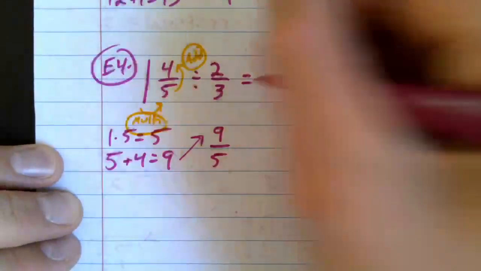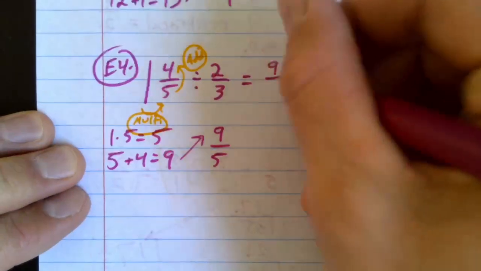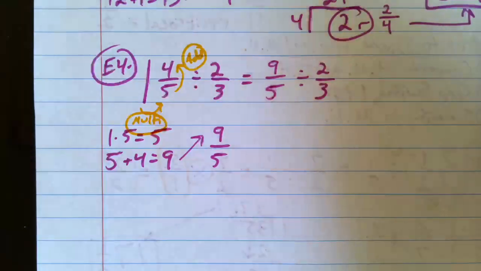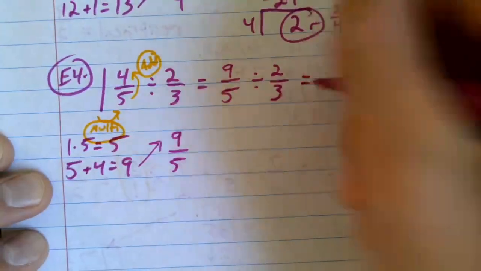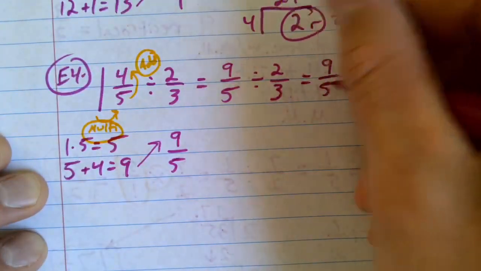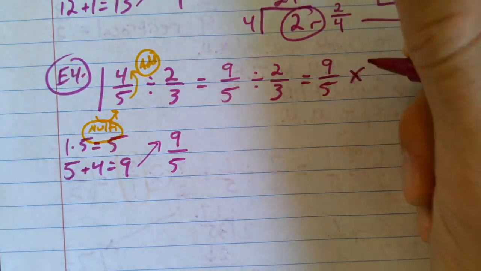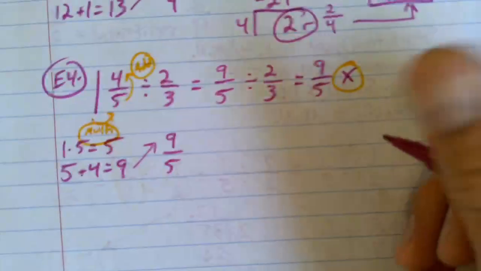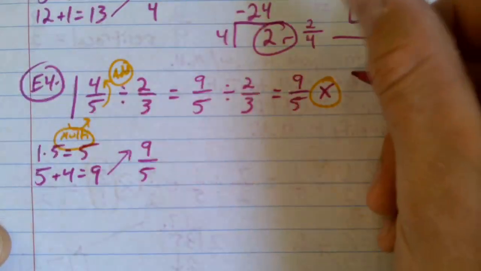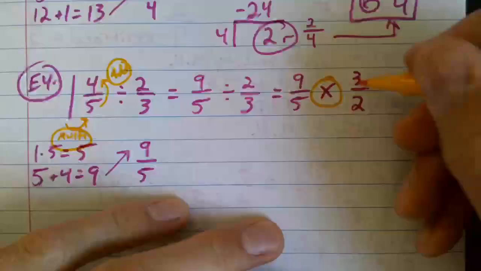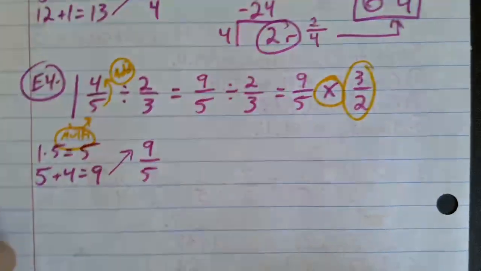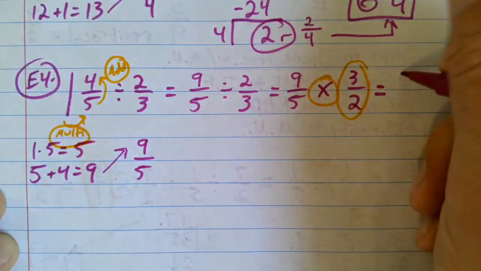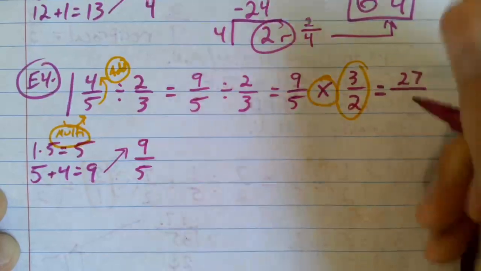All right, so let's just rewrite our problem here. We have 9 over 5 divided by 2/3. Step 1's finished. Step 2, keep, switch, flip. Keep that first fraction, 9 over 5. Switch to multiplication. And then flip that second fraction. 2/3 is now 3 over 2. Circle that, and I'll circle that so you can see that a little bit better. And we know that 9 times 3 is 27, and 5 times 2 is 10.